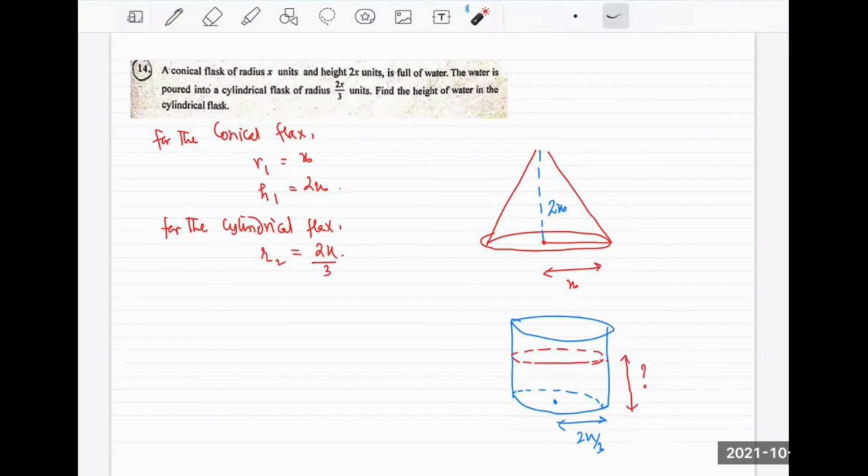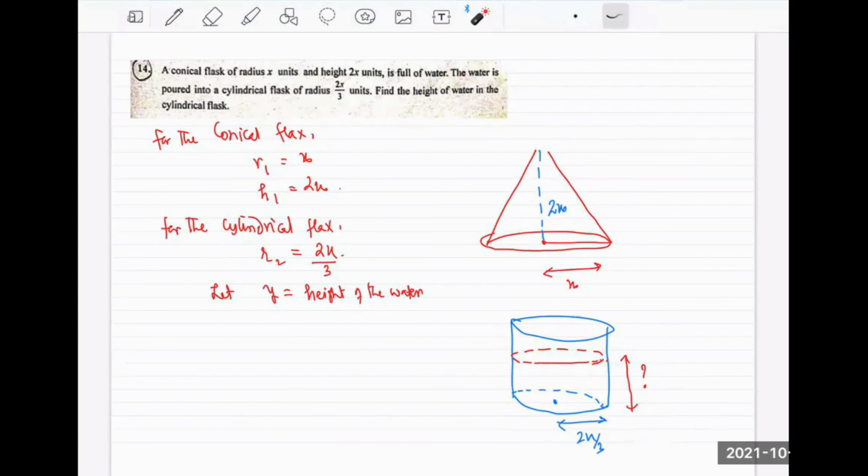And what about the height? The height we don't know. Okay, we are not finding out the height of the flask. We are just finding out the height of the water. The height of the water we are considering as y. You have to say here, let y be equal to the height of the water.